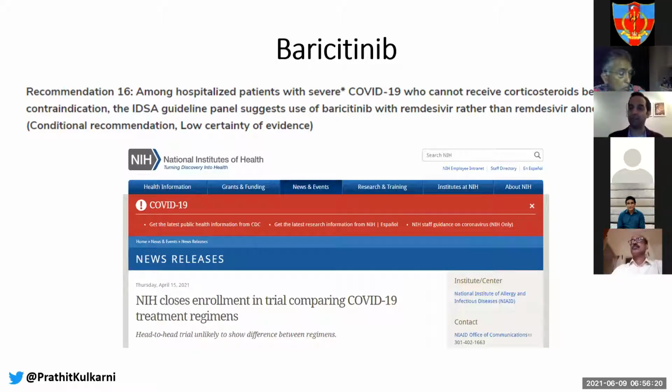So bottom line is the following. Patients admitted to the hospital, I will give dexamethasone plus remdesivir. I only use baricitinib if I cannot give dexamethasone for some reason.